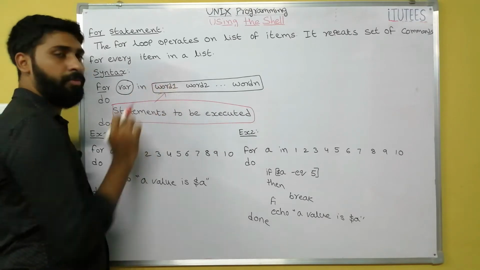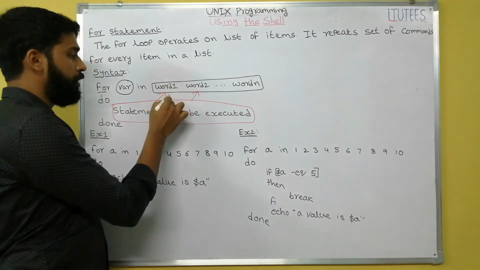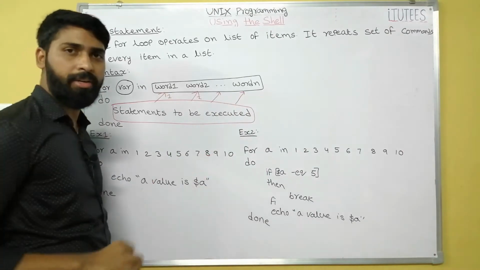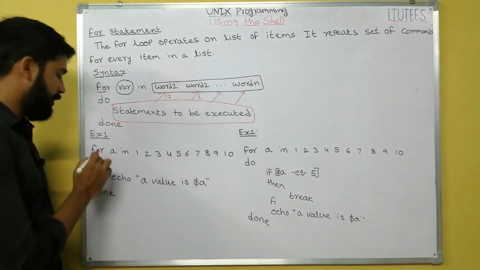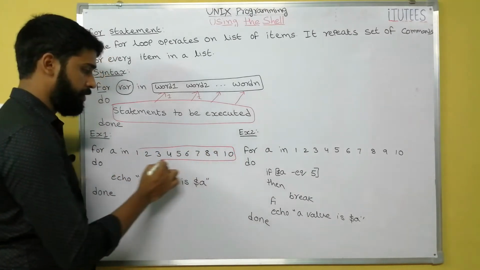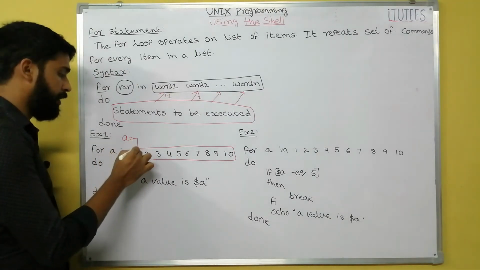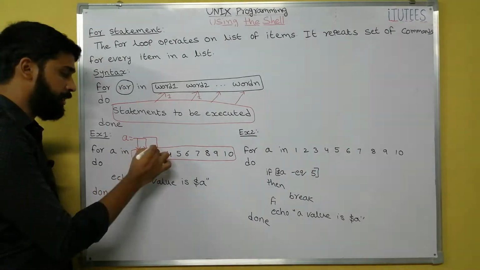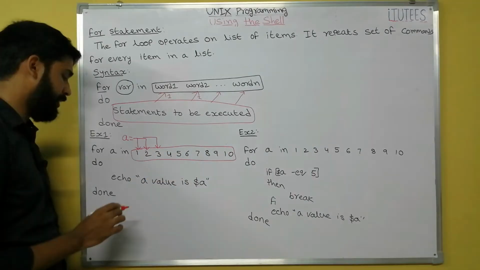I operate these commands on word 1 in the first iteration, in the second iteration on word 2, in the third iteration on word 3, in the nth iteration on word n. We can apply all these commands on these words. For example, for a in 1 2 3 4 5 6 7 8 9 10. In the first iteration a equals 1, in the second iteration 2, in the third iteration 3, and similarly in the 10th iteration the value of a equals 10.